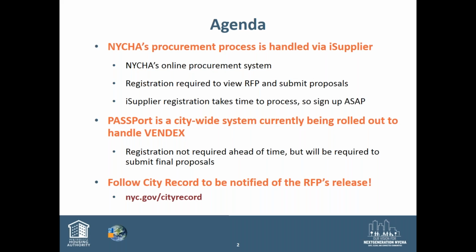Finally, we will mention the City Record, the official journal of New York City's governmental activities, which is how the city publicizes its procurement opportunities. The City Record has a print edition and is also available online at the URL you see above, nyc.gov/cityrecord. If you follow the City Record, you'll be notified once our RFP is released.